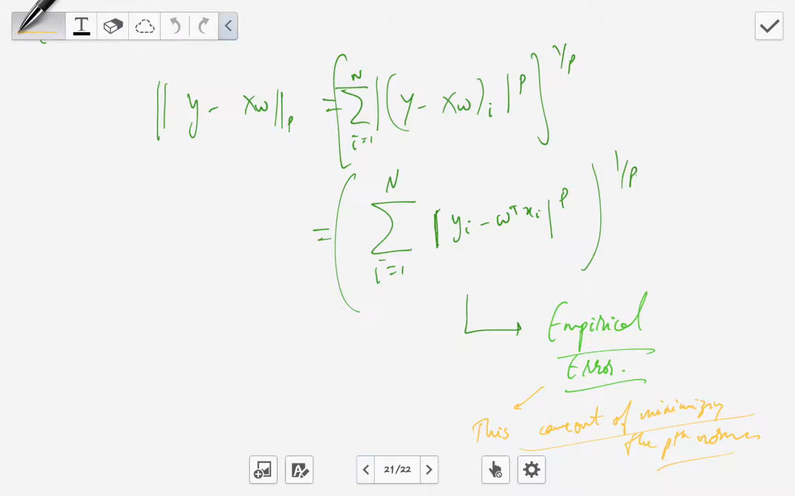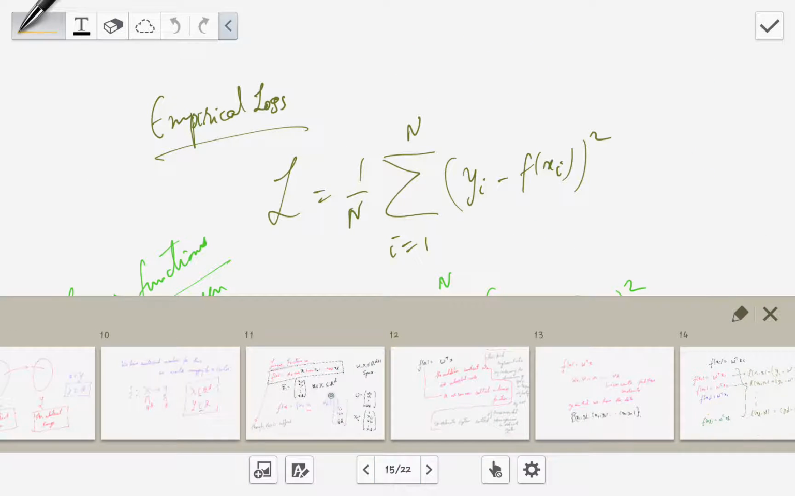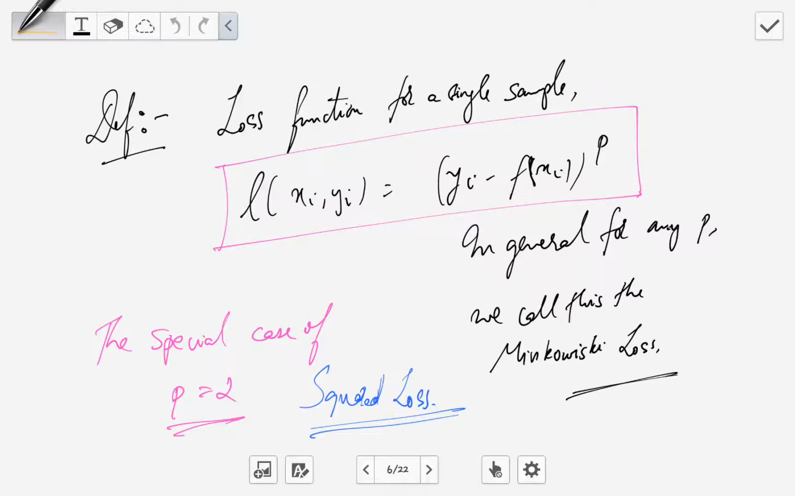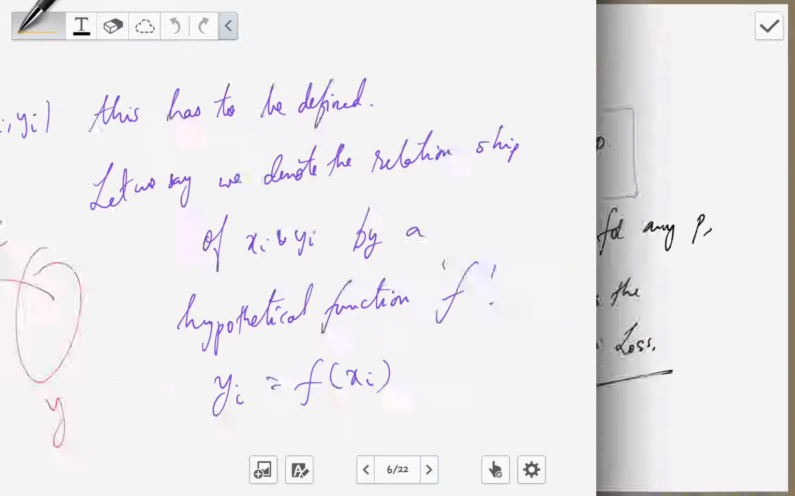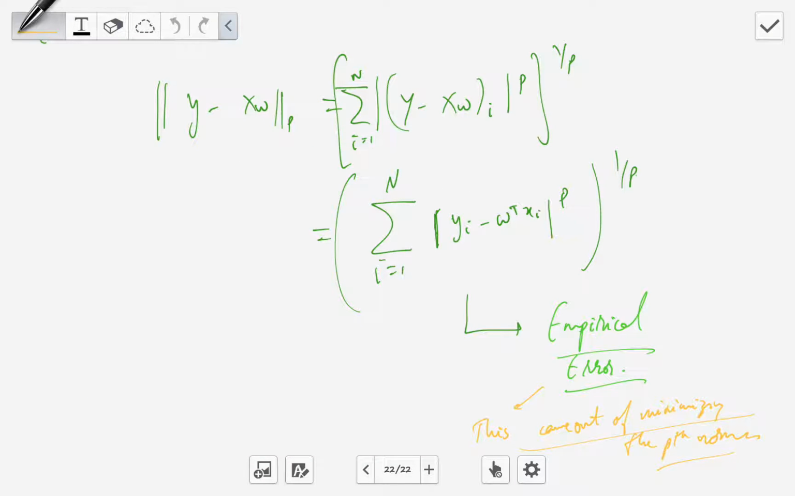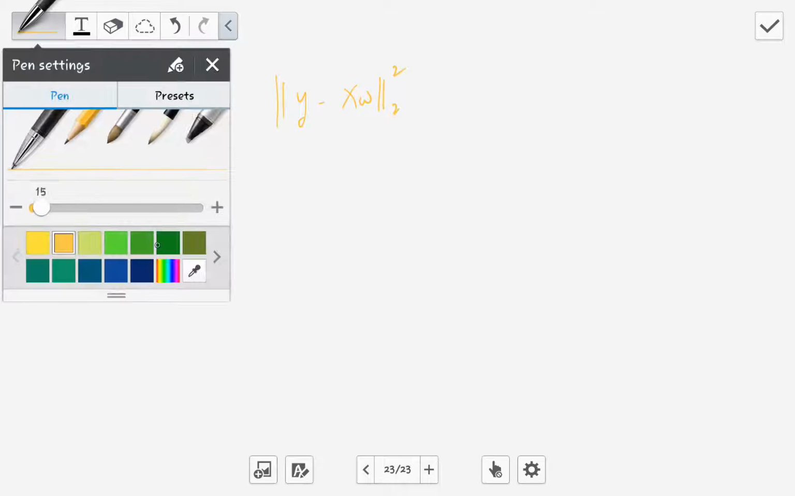Good. So that was just an analysis of how the Minkowski loss is defined. I told you somewhere about this Minkowski loss function. This was for a single sample. When you sum it up and take 1 by p, that would become this. So this was the motivation for the single sample Minkowski loss. Fine. Now let us try to minimize this function z equal to the norm of y minus xw squared.